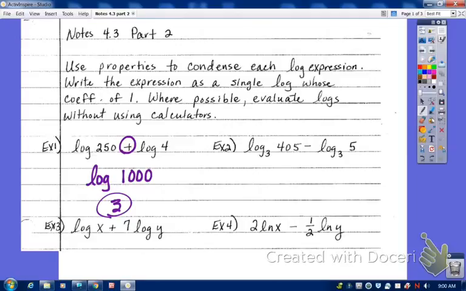So this shows you that it's important to be able to take two logs and write them as one log. Once you write them as one log, sometimes that simplifies. Again, these are just skills that you need to go on to solve log equations in the next section.